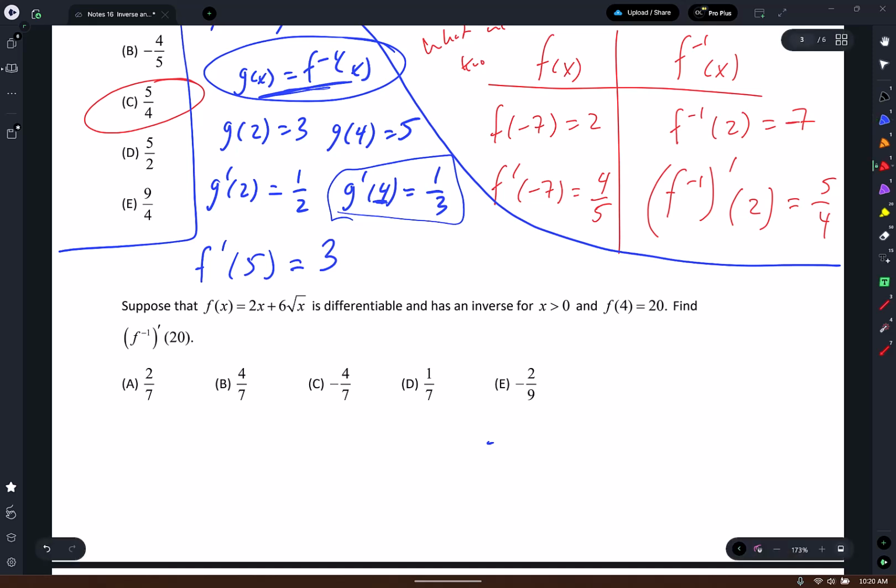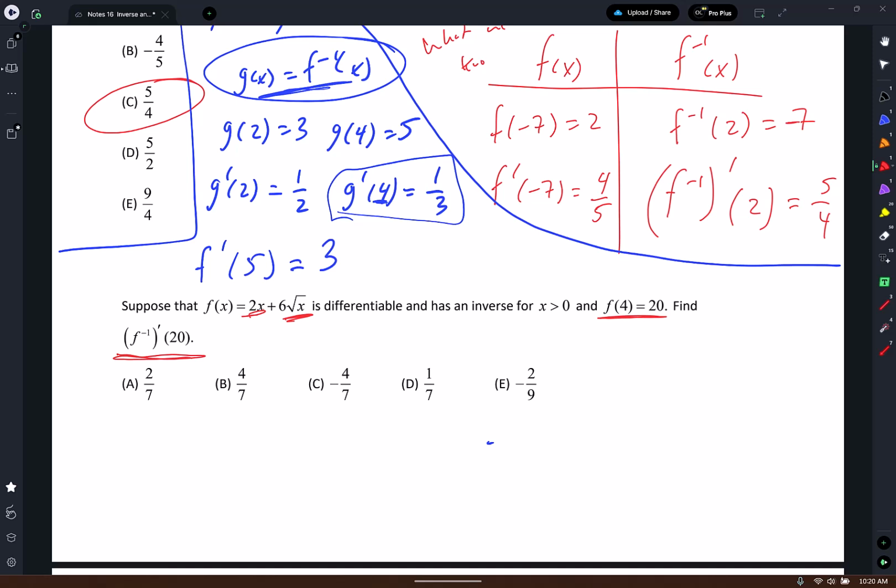Okay, look, check it out. Look at this next question here. Suppose that f of x equals 2x plus 6 square root of x. This one's going to be easier because they don't give you so much information. It's differentiable and has an inverse function for x greater than 0, f of 4 equals 20. Find the derivative of the inverse at 20. One thing you're not going to do is find the inverse function. You could if you wanted to, but you have a linear component and a square root component. You're not going to be able to find it.